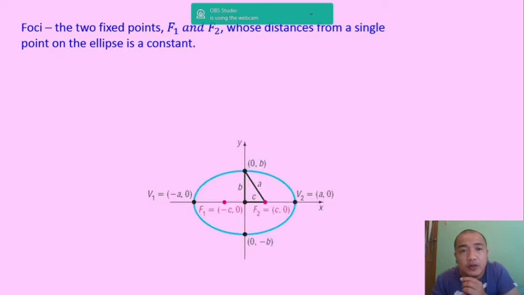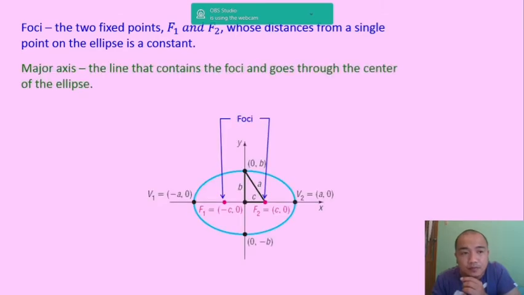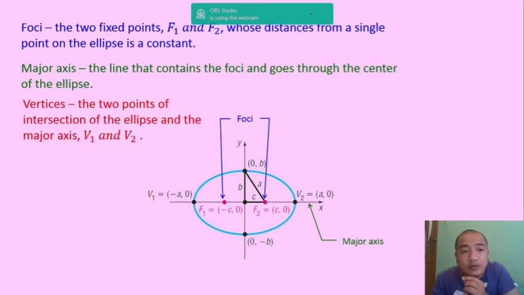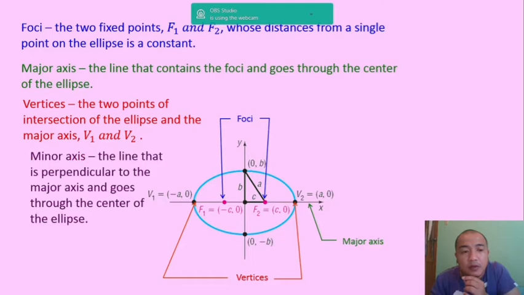So we're just reviewing the definition, no? So yun ang foci. Major axis is the line that contains the foci and goes through the center of the ellipse. Vertices, the two points of the intersection of the ellipse and the major axis, V sub 1 and V sub 2. Vertices naman yun. And minor axis is the line that is perpendicular to the major axis and goes through the center of the ellipse. Yon, minor axis. Okay?